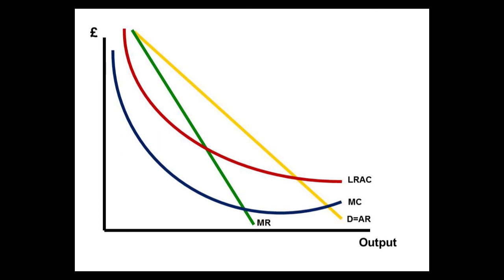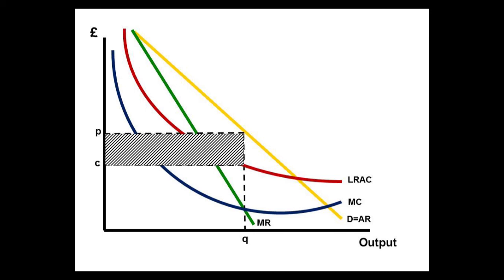If the firm is a profit maximizer, it produces where MC equals MR, which is this quantity Q. We find the price by continuing the line up to the demand curve, giving us price P, and the cost from where this dotted line intersects with the LRAC curve, which is C, and therefore the firm can make a supernormal profit of this area here.